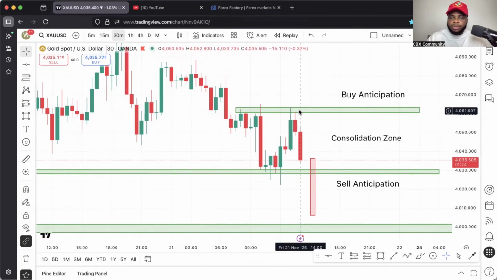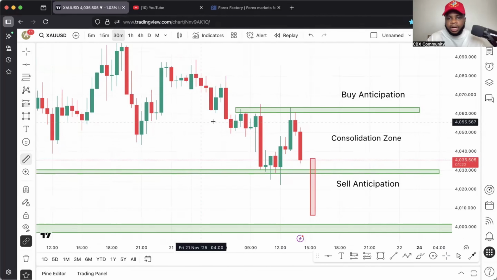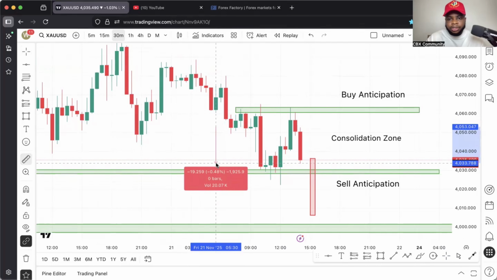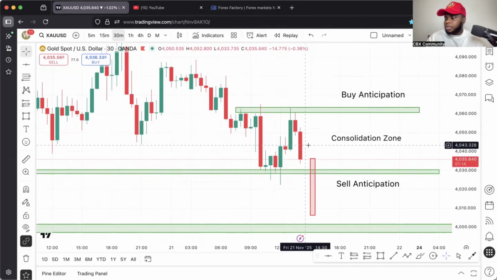Let's allow the candle to close and let's measure from the high of this bearish candle down to the low of this bearish candle. We are looking at 192 pips. So it's very important for us to know what we want from the market and how we want it before we can decide to take a position.